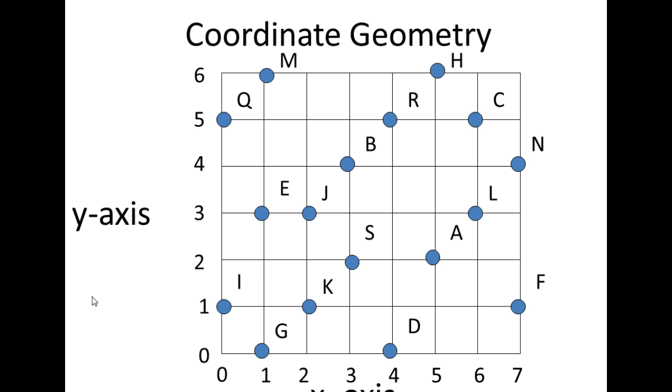1, 0. 1 to the right, up 0 would be G. And let's try out 4, 5. 4 to the right, 5 up is R. So that's how I find out where my points are going to be plotted on a coordinate plane, because I'm given the coordinates. My coordinates go X, Y, and the best way to remember it is "I'll be right up."